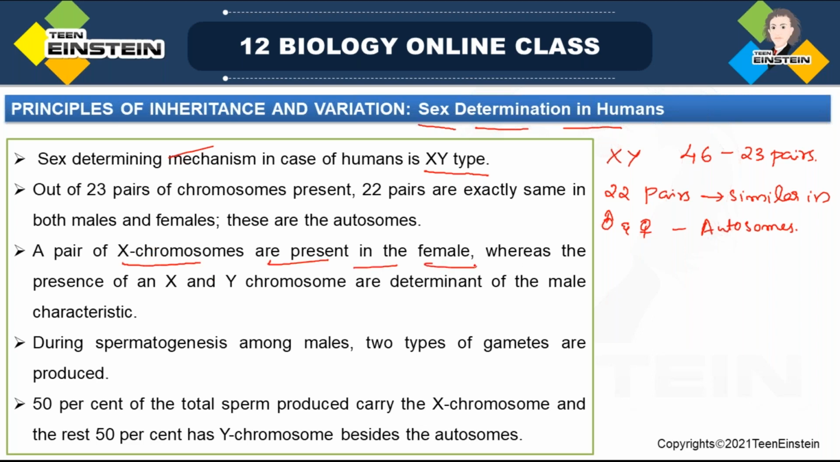Then a pair of X chromosomes is present in the female, but the presence of X and Y chromosomes determines the male characteristics. So a pair of X chromosomes is present in the female, whereas the presence of X and Y chromosomes in the male determines the male characteristic. Autosomes plus XY, this is the male condition.